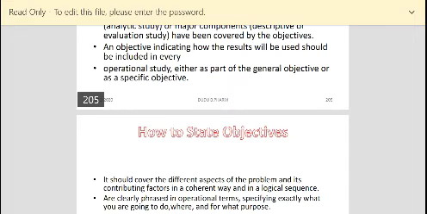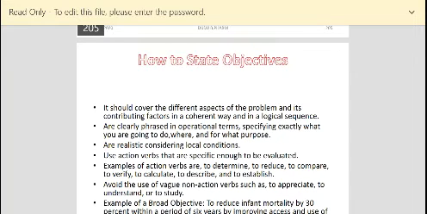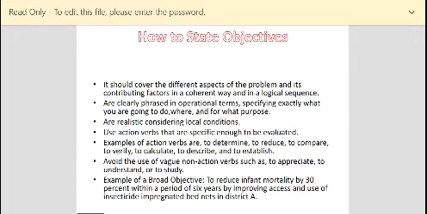Let's see how to state objectives. They should cover the different aspects of the problem and its contributing factors in a coherent way and in a logical sequence. They are clearly phrased in operational terms, specifying exactly what you're going to do, where and for what purpose. They are realistic, considering local conditions. Use action verbs that are specific enough to be evaluated.